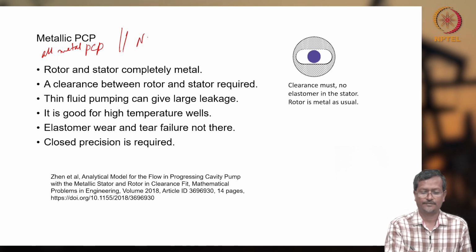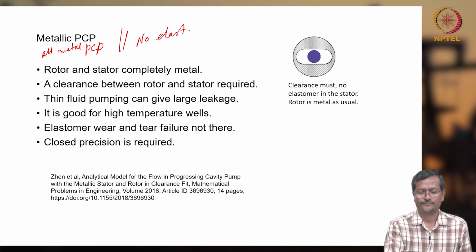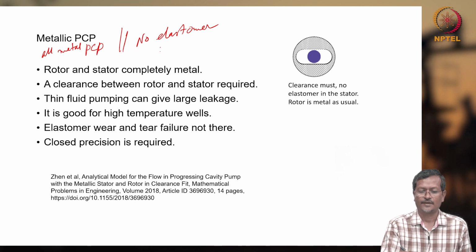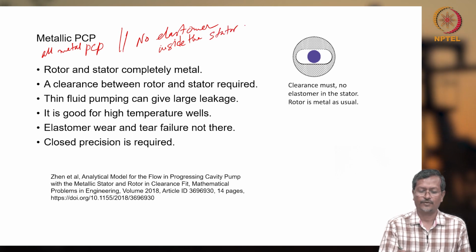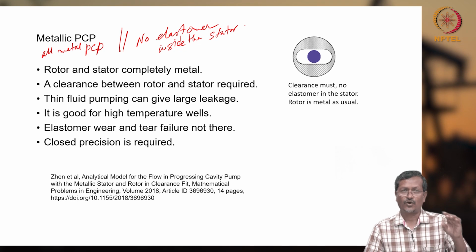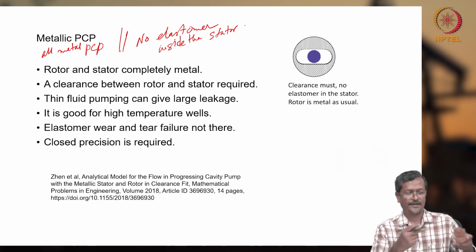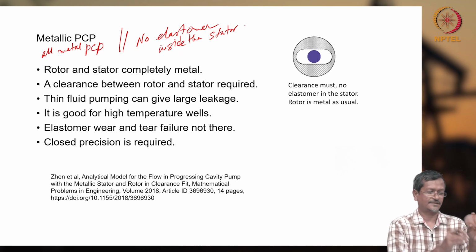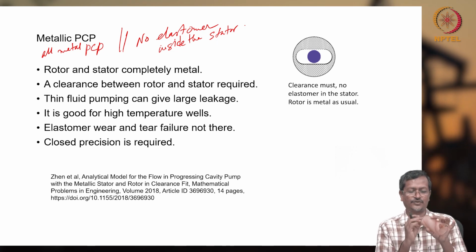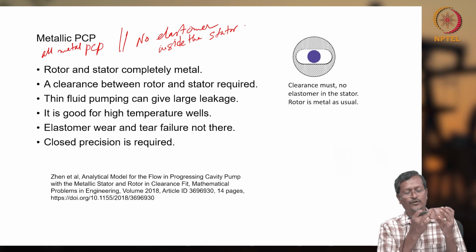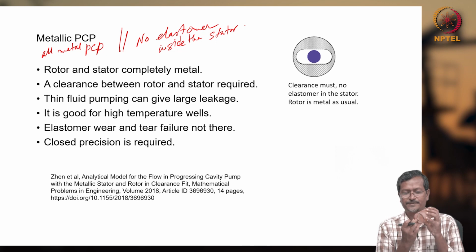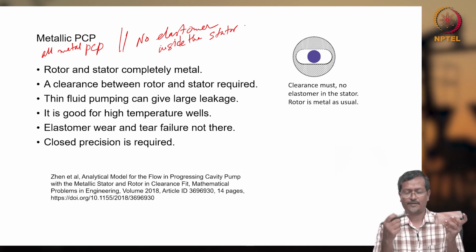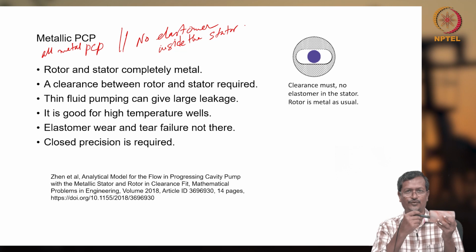Here, no elastomer inside the stator. But in elastomer PCP or conventional PCP, an elastomeric layer was there. In my model, it is just simple software material, so I did not have any elastomer here, but normally an elastomer layer will be there inside. In metallic PCP, no layer, direct metal rotor, metal stator, rotating inside.